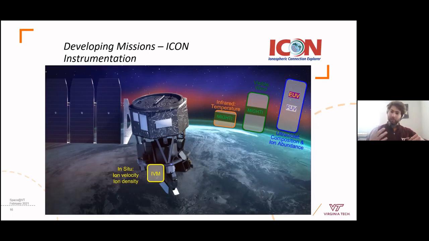And then during the day, we're going to get the atmospheric O/N2 ratio, which is important for studying atmospheric composition, right? And then finally, not a remote sensing instrument, but an in situ one, we have the ion velocity meter, which is going to tell us ion density and velocity at the location of ICON.